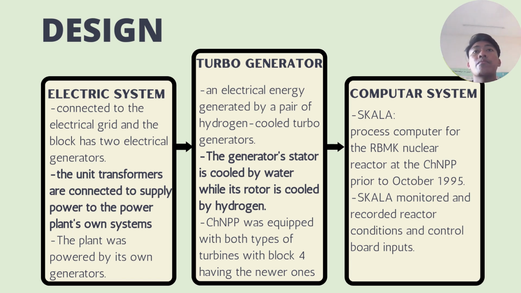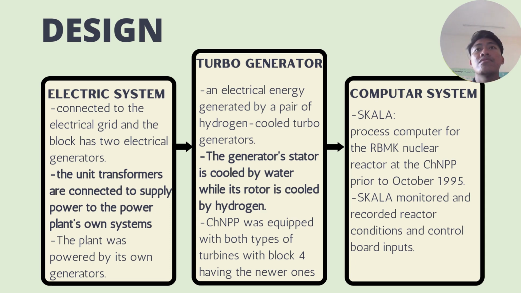The Chernobyl plant was equipped with both types of turbines, with Block 4 having the newer ones, invented by the Kharkiv turbine plant in an attempt to reduce the use of valuable metal. However, the newer turbines turned out to be more sensitive to their operating parameters, and their bearings had frequent problems with vibrations.